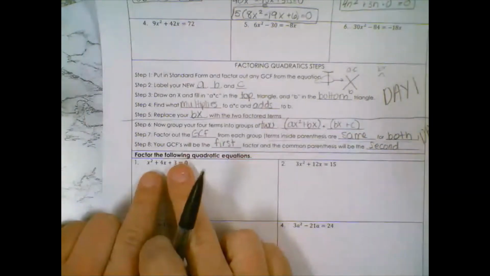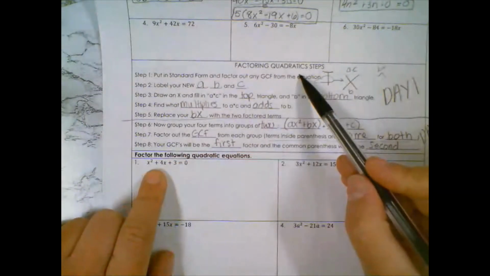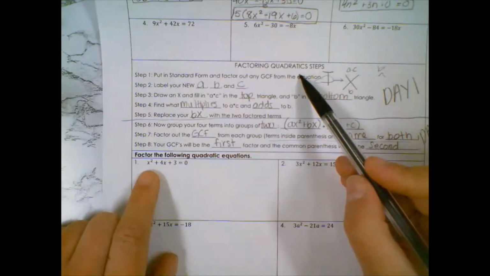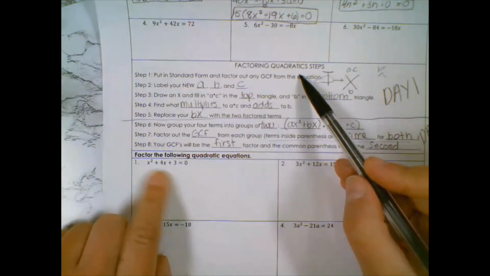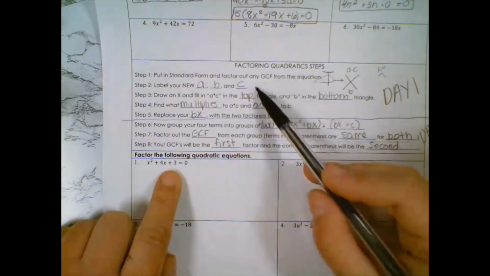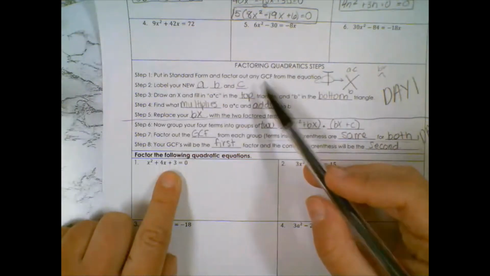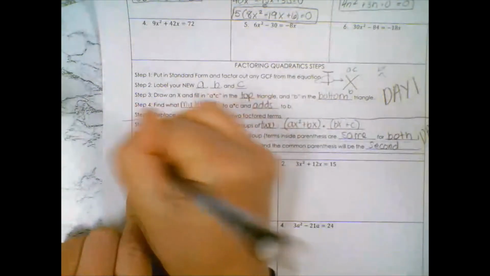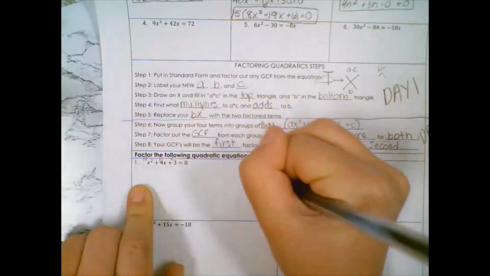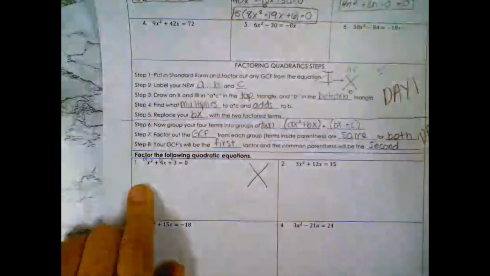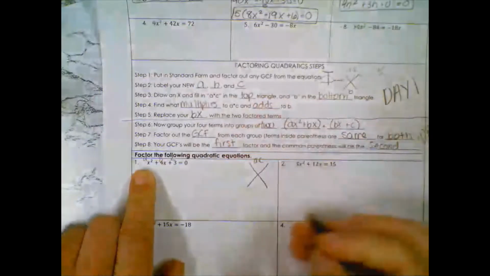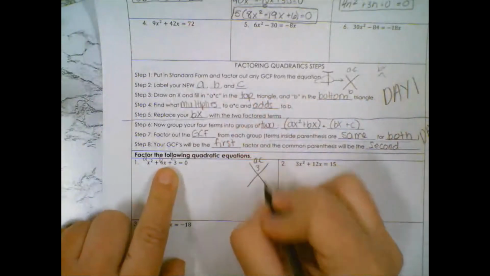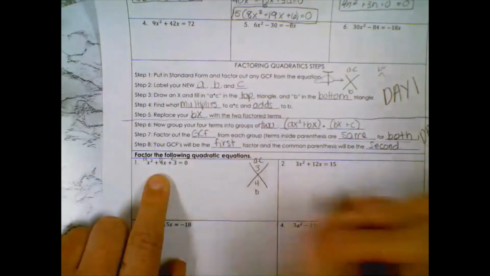So number 1, is it in standard form? Do I need to factor out a GCF? It is in standard form. GCF, none exists, so we're good to go. So now we're going to draw our box. We're going to label our A, B, and C. I'm sorry, our X. We're going to put A times C up top, which is 1 times 3. Our B on the bottom, which is 4.